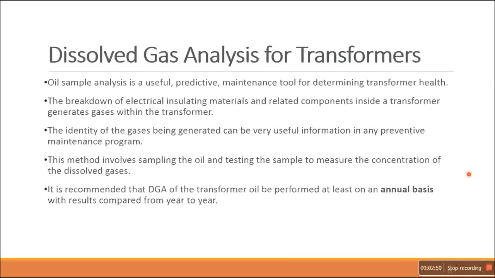Dissolved gas analysis for transformer. Oil sample analysis is a useful predictive maintenance tool for determining the transformer health. The breakdown of the electric insulation materials and related components inside a transformer generates gases within the transformer. The identity of the gases being generated can be very useful information in any preventive maintenance program. These methods involve sampling the oil and testing the sample to measure the concentration of the dissolved gases. It is recommended that DGA, or the dissolved gas analysis of the transformer oil, should be performed at least on an annual basis with results compared from year to year.